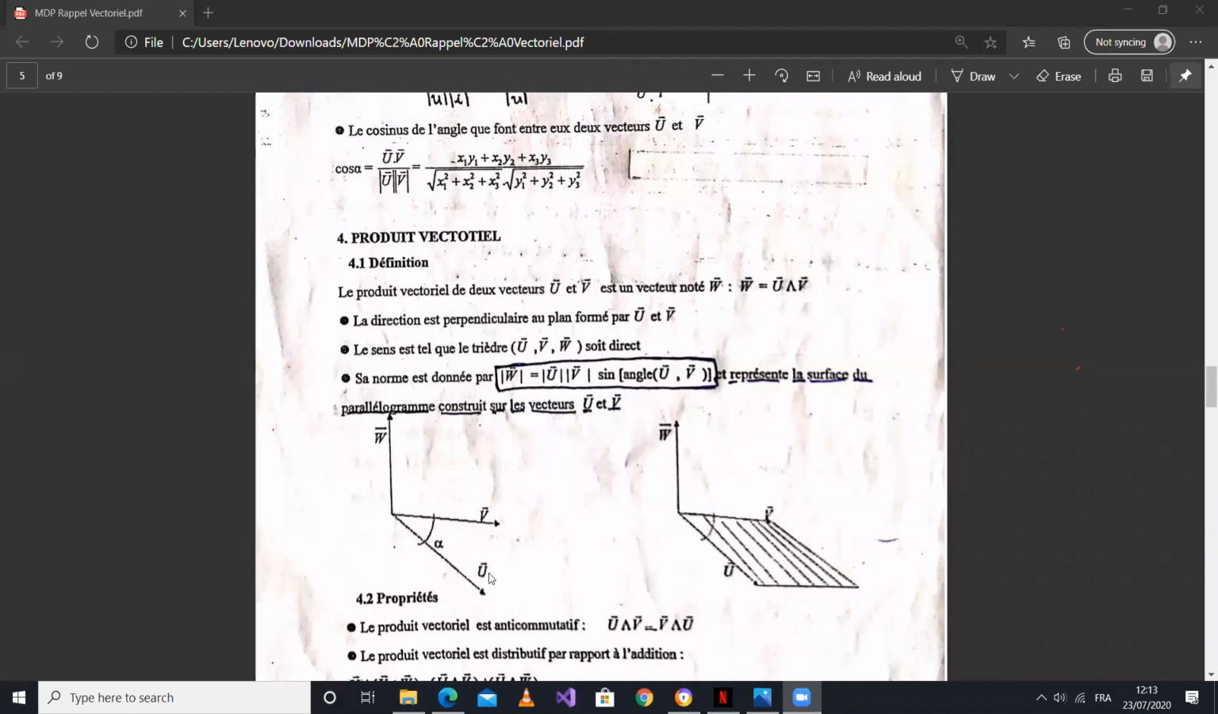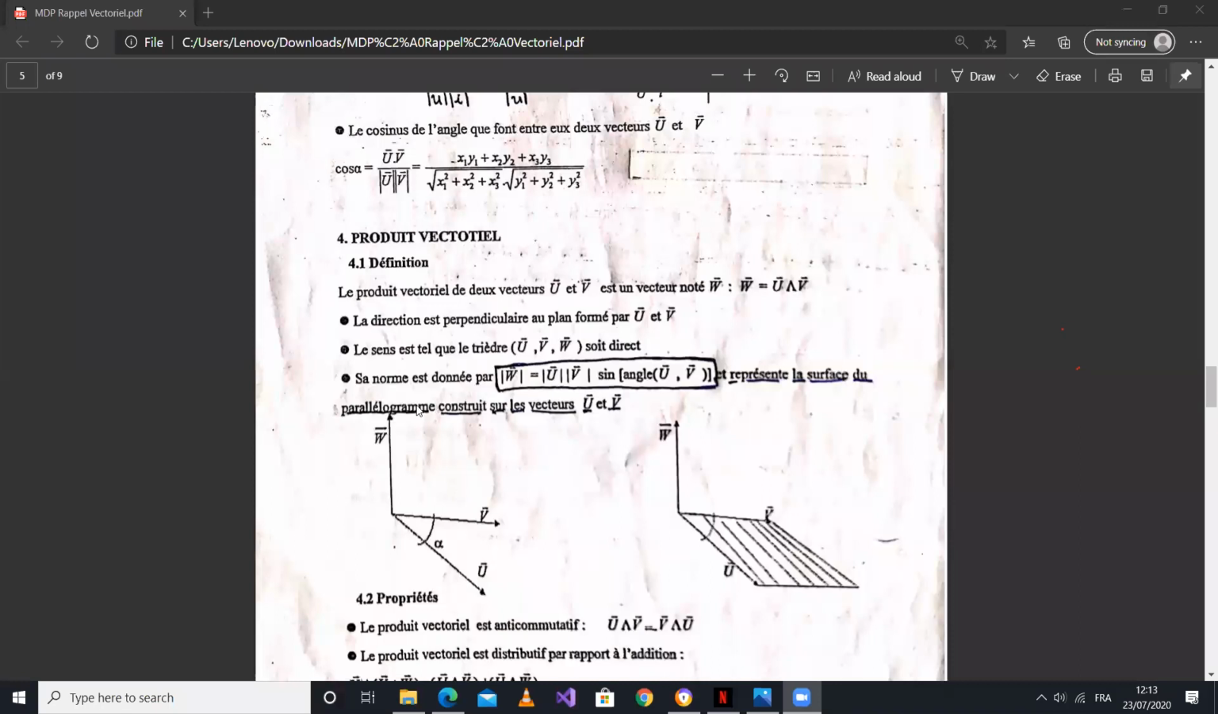They're trying to show us that if we're calculating the product vectorial of U and V, the resulting vector W is in this direction, where it is perpendicular to both U and V. Is it clear? It's clear? Nice.